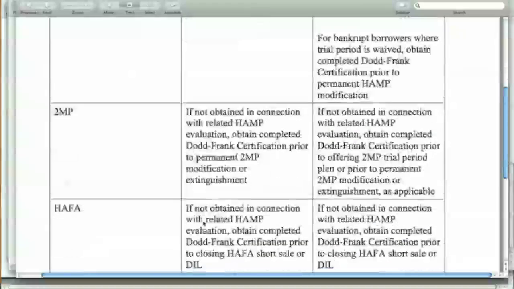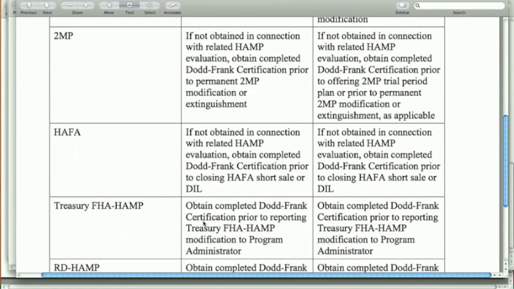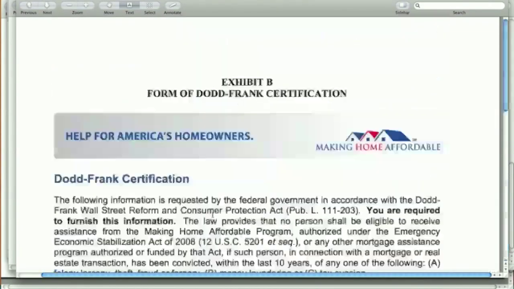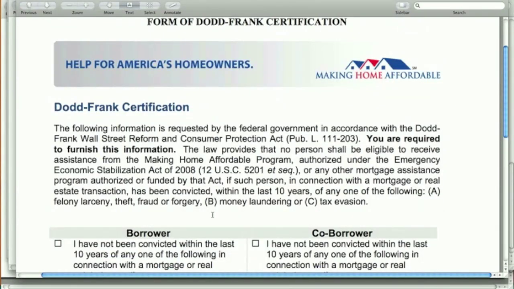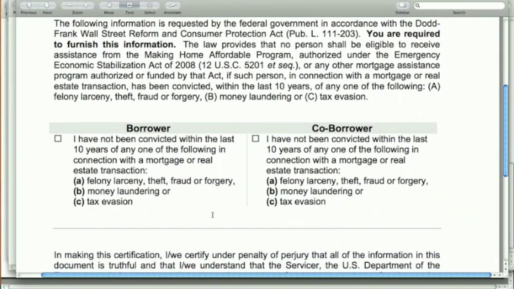I don't know if you were convicted of fraud, if they're still going to give you a loan modification or not. I don't know the answer to that, but I will tell you that they're going to want you to provide this. And if you have, then that's something you're going to have to probably disclose to them. So here's this form where on page 3, really the only part that you're going to have to fill out on the Dodd-Frank certificate is page 3.